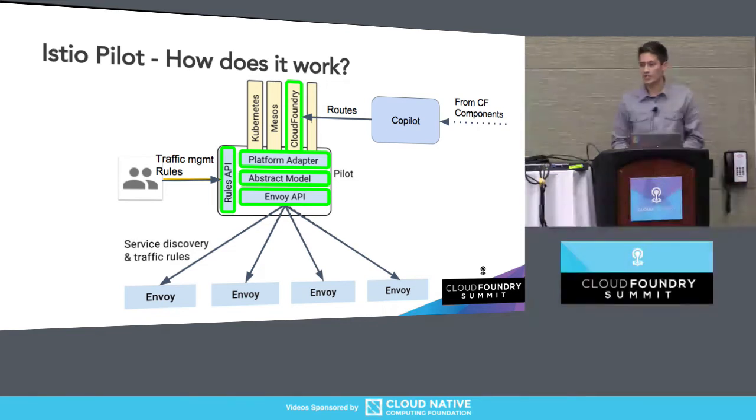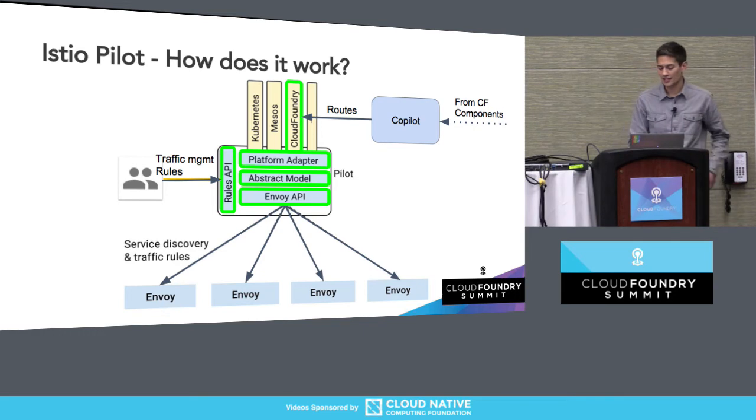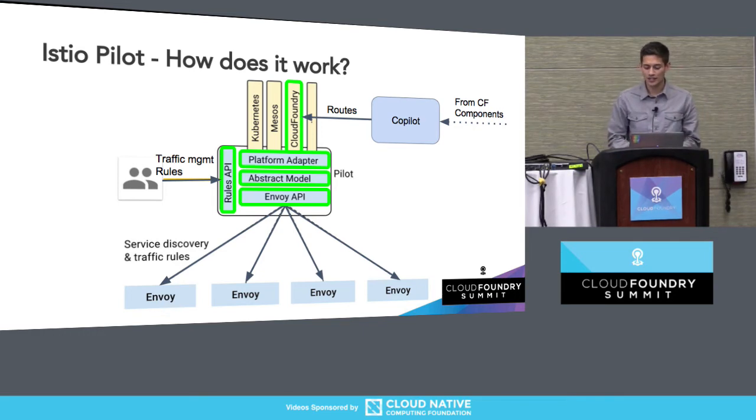Then you have the platform adapter. So you can see that this is platform agnostic. It should be able to be used with various platforms. The one we care about here, or me at least, is Cloud Foundry. And the routing team has contributed the Cloud Foundry adapter within Pilot so that it is able to talk to a component that we created called Copilot. And Copilot is responsible for providing the routes from various Cloud Foundry components. Then ultimately, this is served through the Envoy API and pushed out to the Envoys to update them.